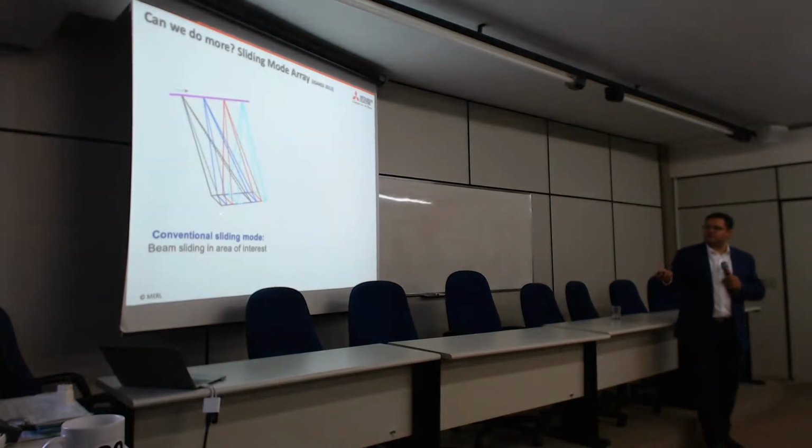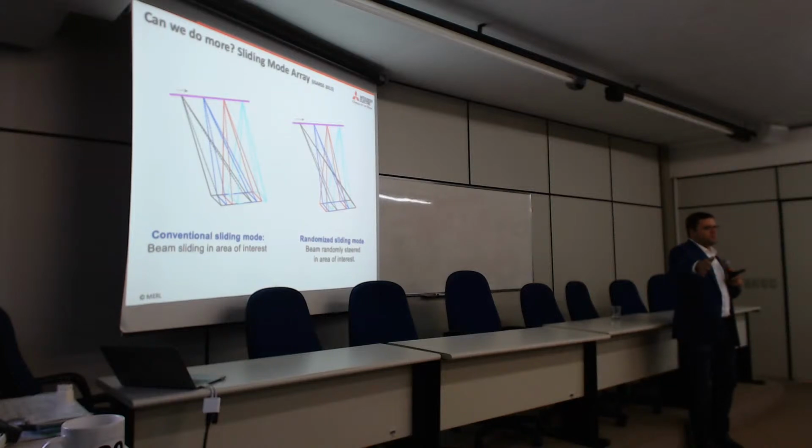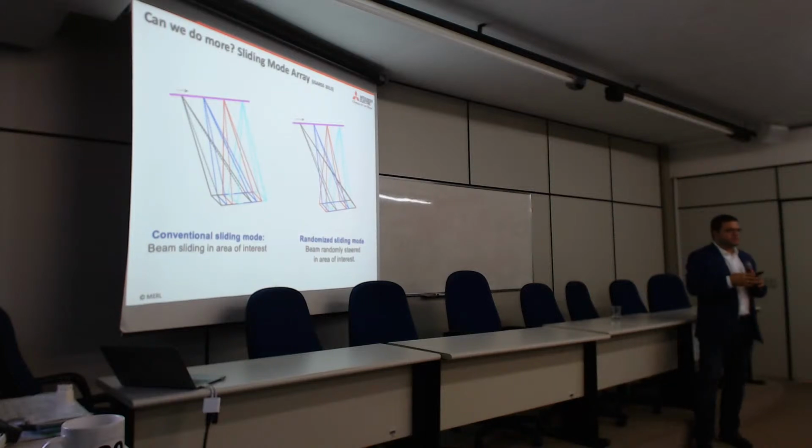You can do a similar thing with the sliding mode. You slide the beam in the area of interest. Well, instead of sliding the beam as you go through the area of interest, you randomly steer the beam within the area of interest. So you get the same area, but with a much higher aperture, because different points are seen by different parts of the path.